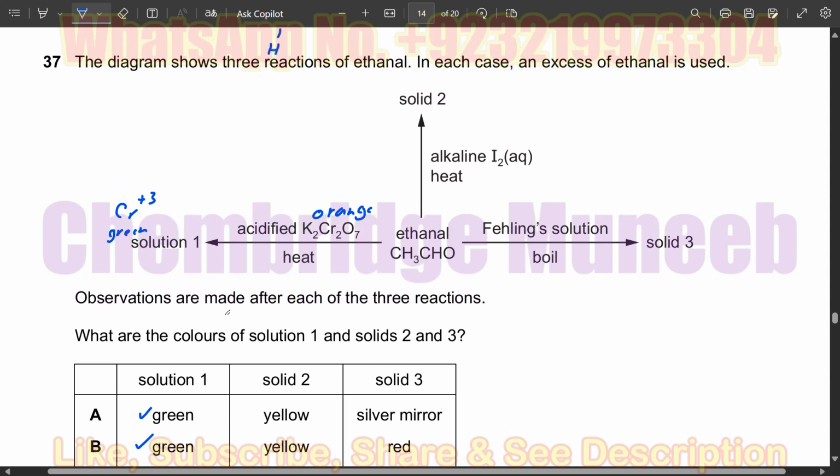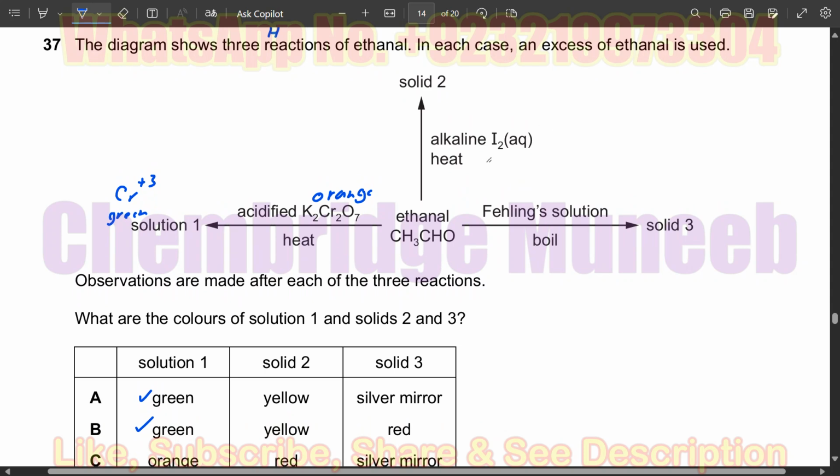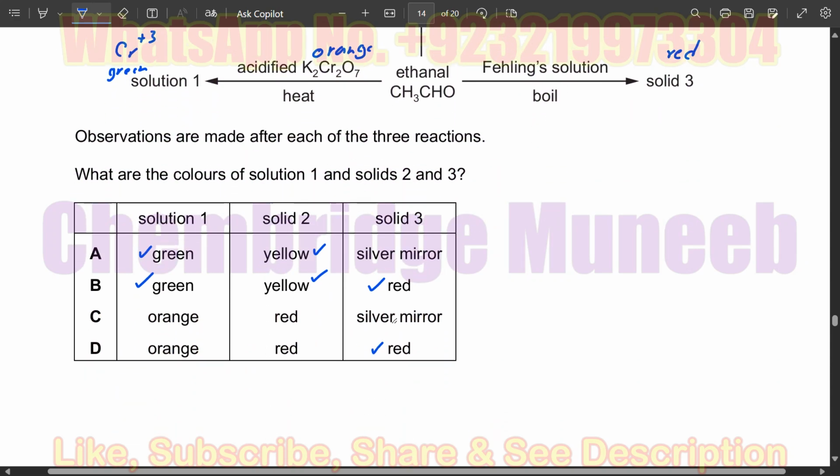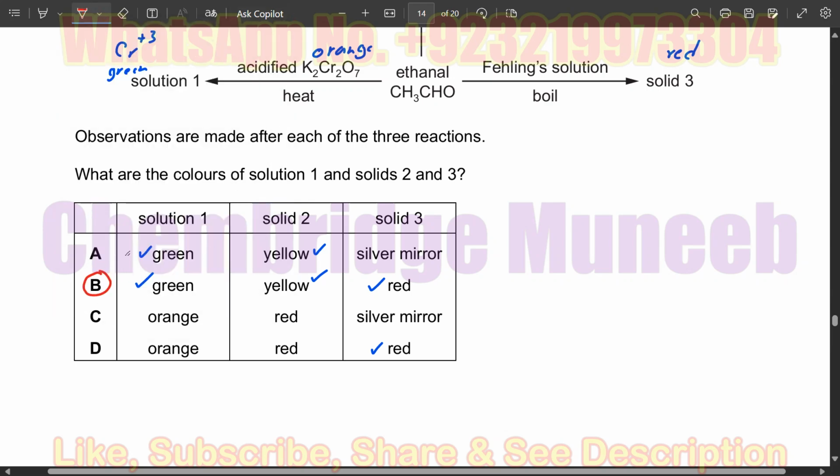Now about the solution 2, it is a reaction between ethanol and I2. So we know triiodomethane is formed just like in the previous question, and its color is yellow. And solution 3 is Fehling solution. So Fehling solution converts into red color. So red is the right answer for solution 3. So the only right option in this case becomes B.